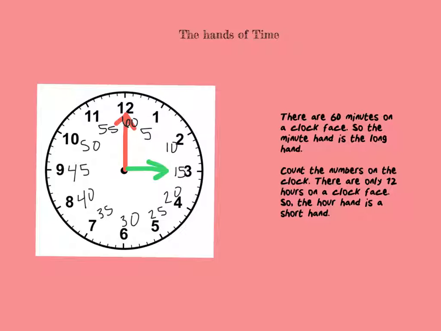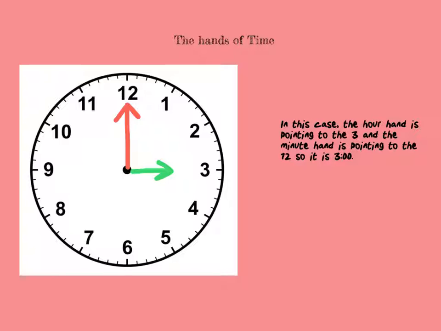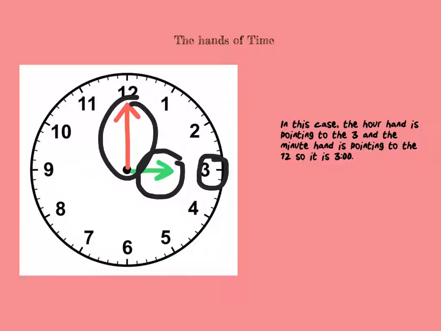The next thing we look at is the numbers on the clock. If you count the big bold numbers on the clock, there's 12. So we know that there's 12 hours in one analog clock. Thus, the time right now is 3 o'clock because the 12 indicates an hour. So, exactly in this example, the hour hand is pointing to the 3, and the minute hand is pointing to this 12. So we know that it is 3 o'clock.